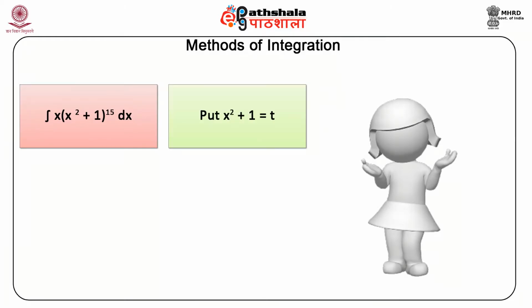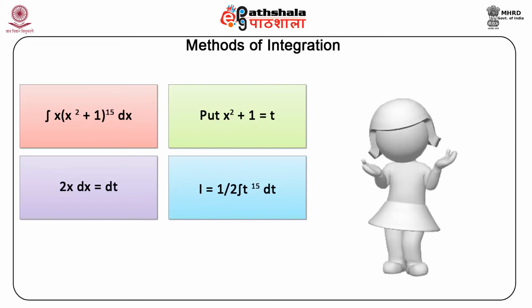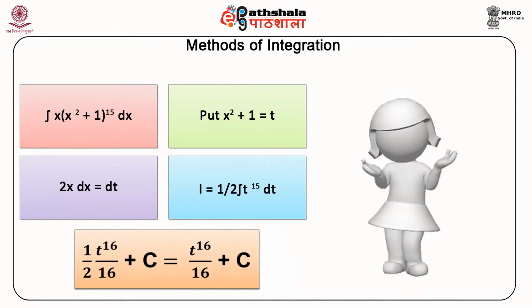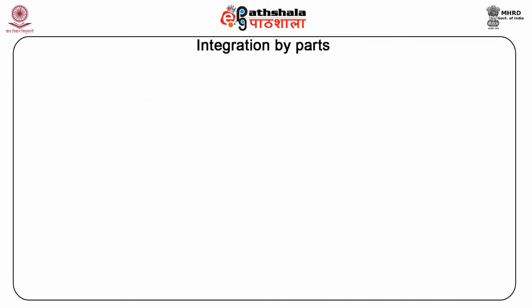Putting x squared plus 1 equal to t, we have 2x dx equal to dt. Therefore, I is equal to half integration t raised to the power of 15 dt, which is equal to half into t raised to the power of 16 divided by 16 plus c, which is equal to t^16 divided by 32 plus c. Next, we will study integration by parts.